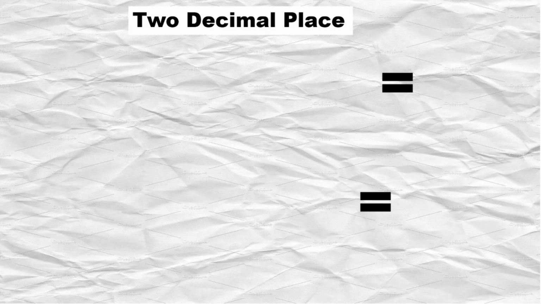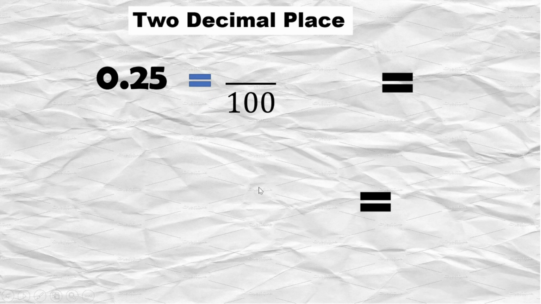Pag 2 decimal na or 2 digit, ibig sabihin our denominator is hundreds. Okay, so we have 0.25. We have 2 digits, we have 2 zeros. Okay? Pag 2 digit siya, meaning 100 ang iyong denominator. So we have 25 over 100.